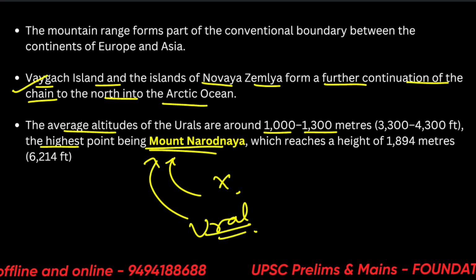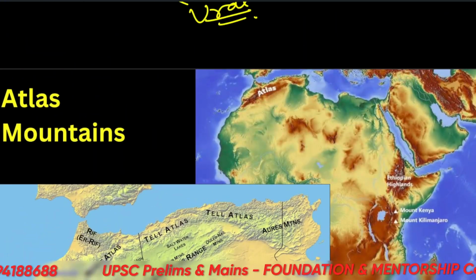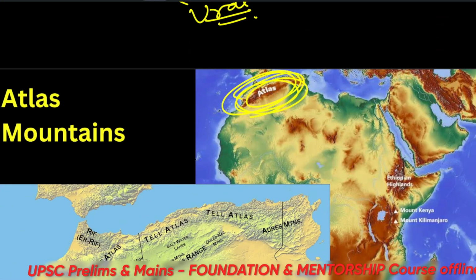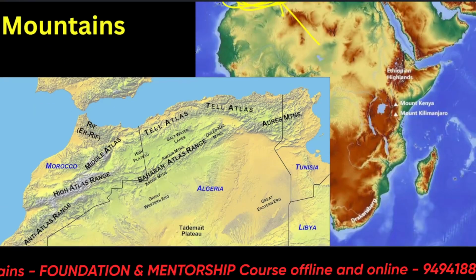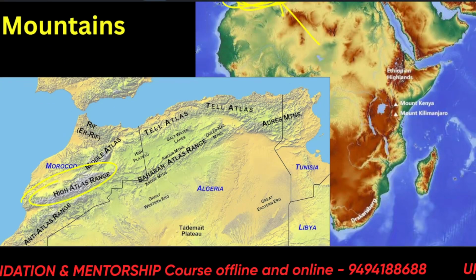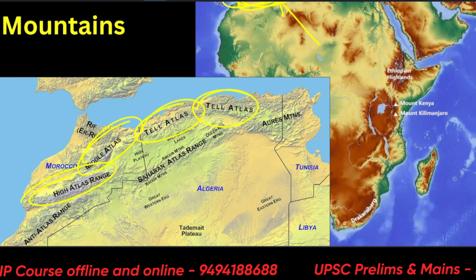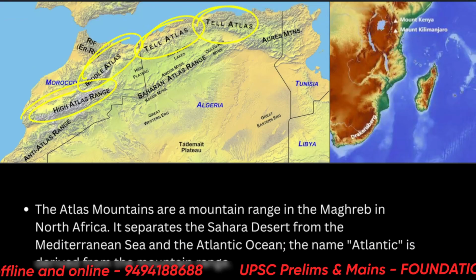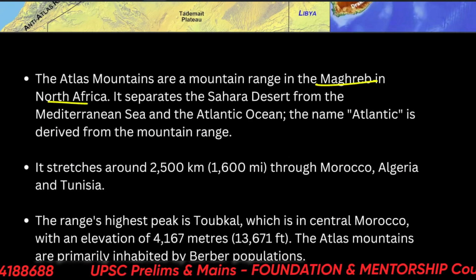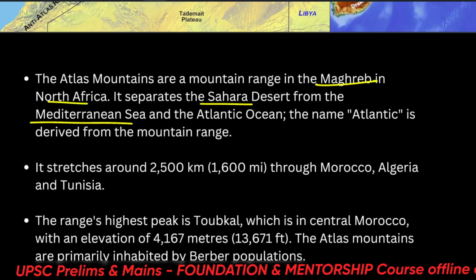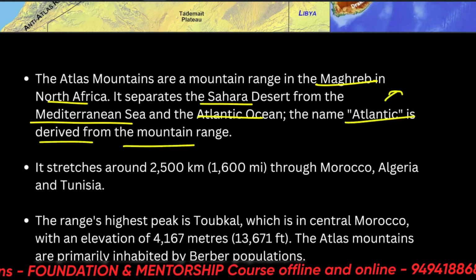Okay, next we come to Africa. Two mountains are important here. One is the Atlas Mountains. Here you can see the Atlas Mountains on the northwestern side of Africa, with the High Atlas, Middle Atlas, and Tell Atlas ranges. The Atlas Mountains are a mountain range in the Maghreb in North Africa. It separates the Sahara Desert from the Mediterranean Sea and Atlantic Ocean. The name Atlantic is derived from this mountain range, from the Atlas.